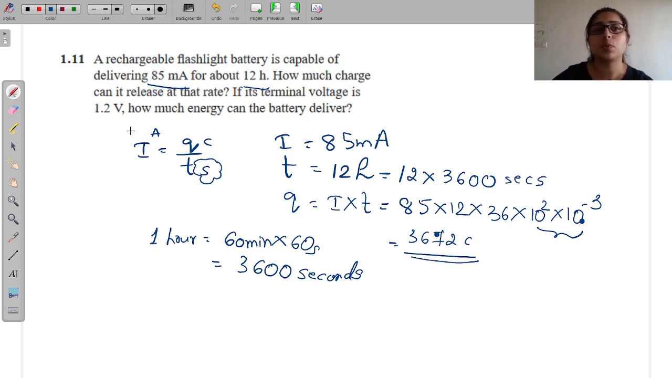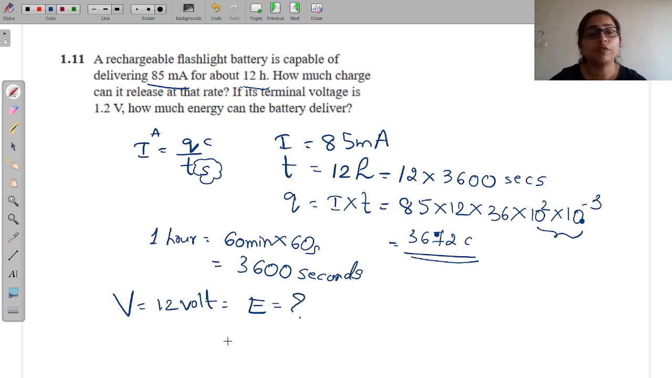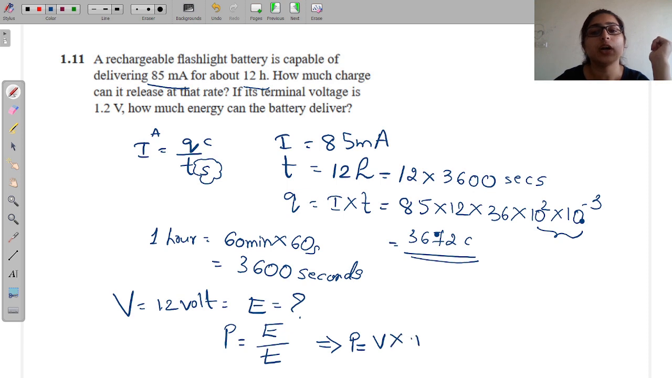If its terminal voltage is 1.2 volts, that means we have given you the voltage, then what is the energy that a battery can deliver? You know the formula for the power, that is equal to work done or the energy divided by the time. Work done per unit time, work done is also considered as energy. Another formula you know for the power is voltage into current. We know current, we know voltage, so we can easily find the power. After finding the power, we also know the time and easily we can find the energy, right? So energy will be equal to power into time. So this is V into I into T. I into T is nothing but Q, so V into Q.